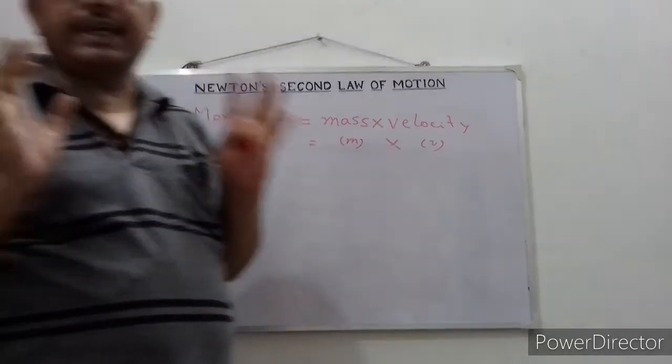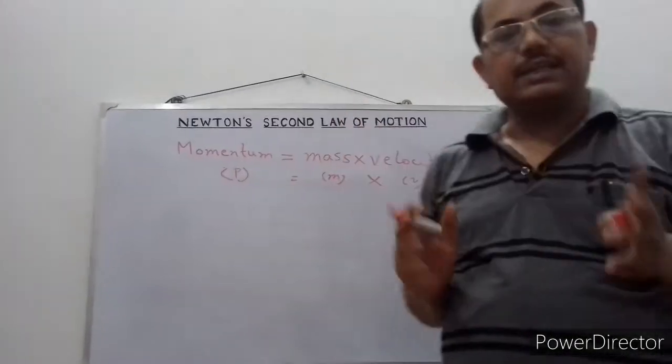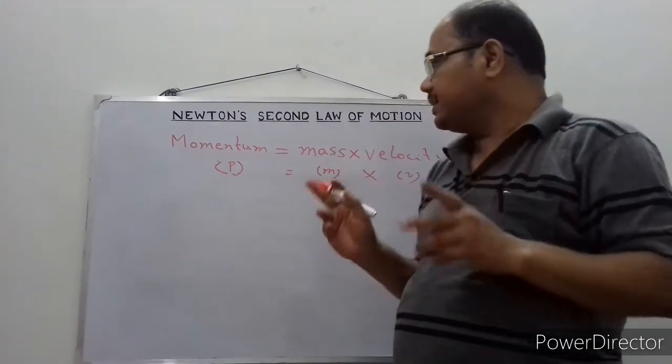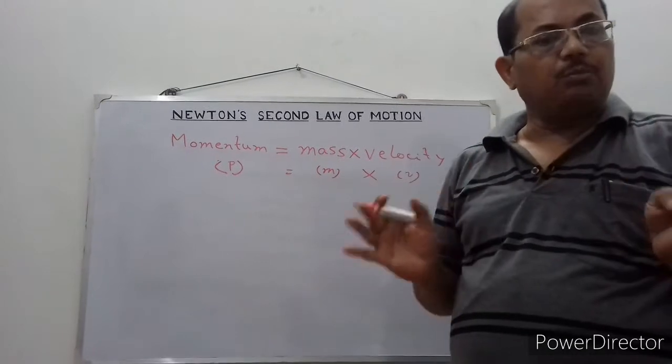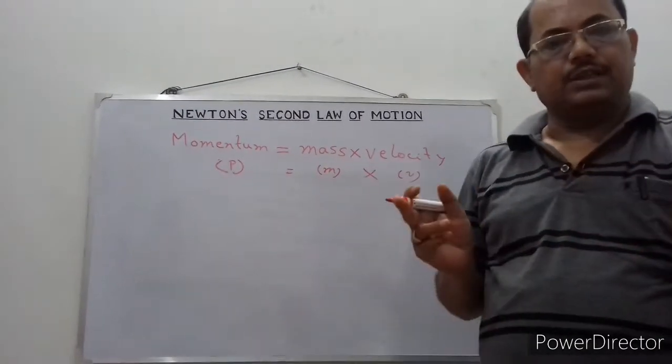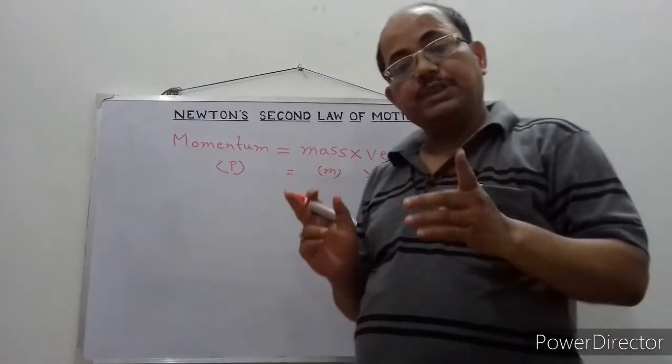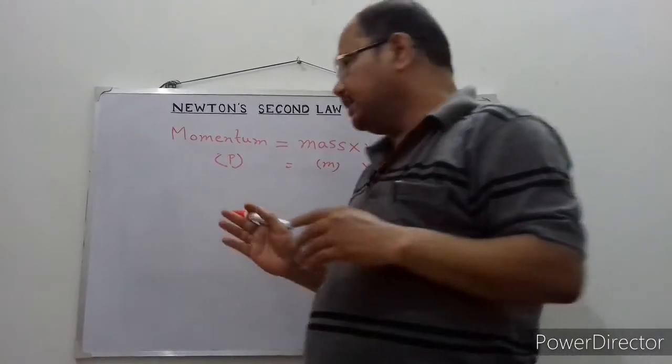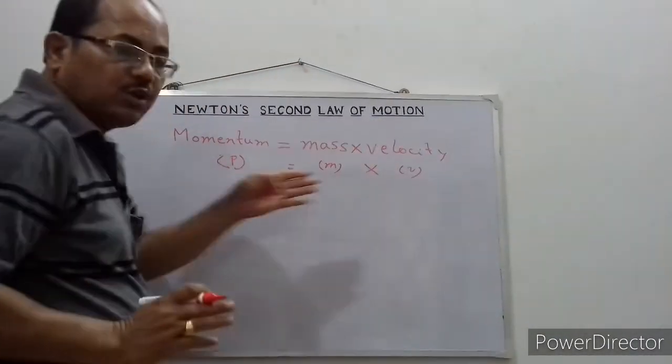So definitely the product of mass and velocity, or momentum, is also a vector quantity. Now what does Newton's second law of motion state? Newton's second law of motion states that the rate of change of momentum is directly proportional to the force applied on it, and the rate of change of momentum takes place in that direction in which force is applied.